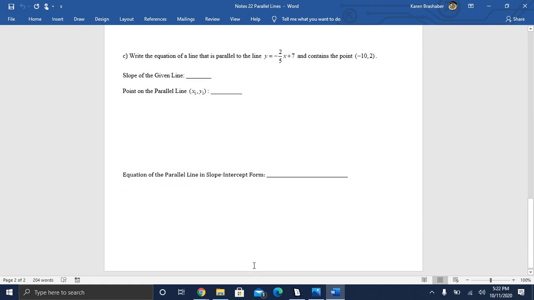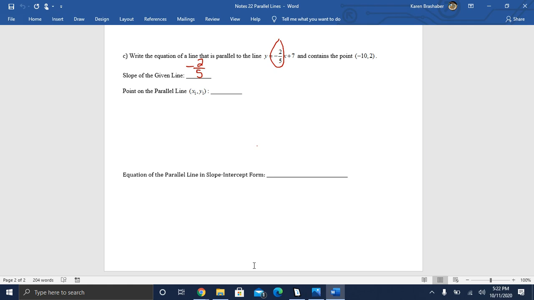it says write an equation of a line that is parallel to the line y equals negative 2/5 x plus 7 and contains the point negative 10, 2. All right, now this one gives us a little bit different information. So we have the given line already solved for y, and so therefore we have the slope already given to us because that would be that number I've circled, the number that's multiplied or in front of the x, so negative 2/5.